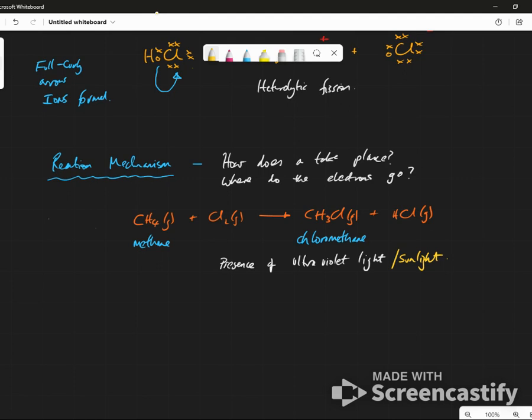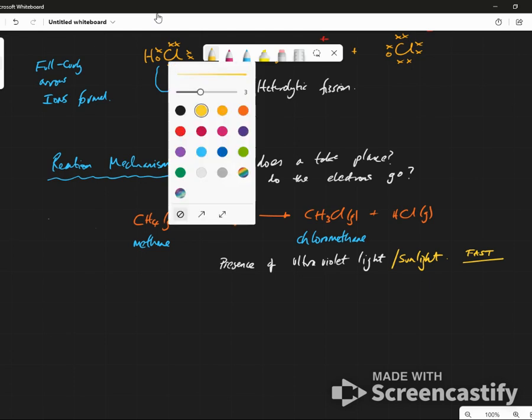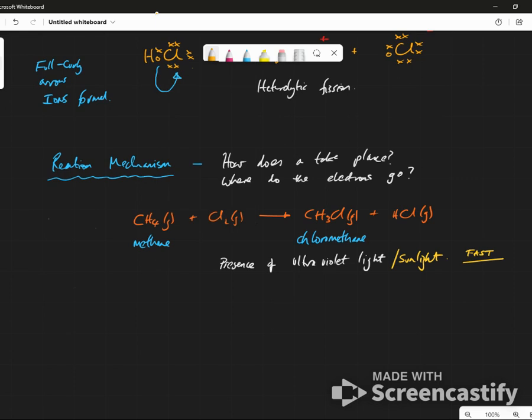There you go. So what we do is we have these things on the left, and we zap it with sunlight or ultraviolet light, and the reaction happens, and it's very quick. Once it gets going, it is fast. It's explosive, in fact. Now what we're going to look at is what actually happens. What actually happens is known as a free radical substitution mechanism. So we're going to look at what's called a free radical mechanism.